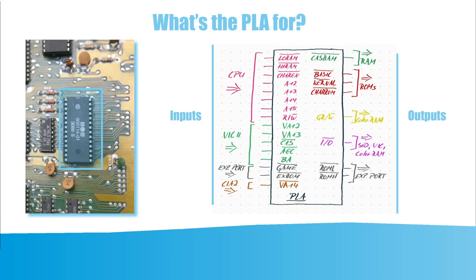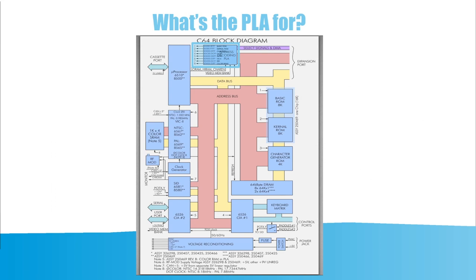As we can see, the PLA is connected to all the most important chips on the mainboard. The MPU, or nowadays called CPU, the VIC-II, the RAM, all the ROMs like BASIC, kernal and character, the color RAM, the IOs, the SID and also the expansion port. Because only one chip at a time can read or write data to or from the data bus, each chip individually must be given permission to access the bus. Otherwise, the data on the bus is corrupted.